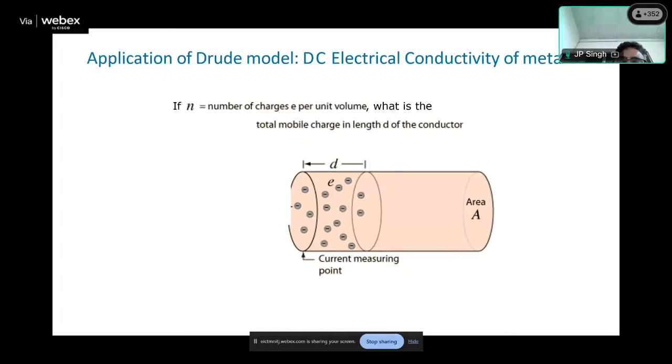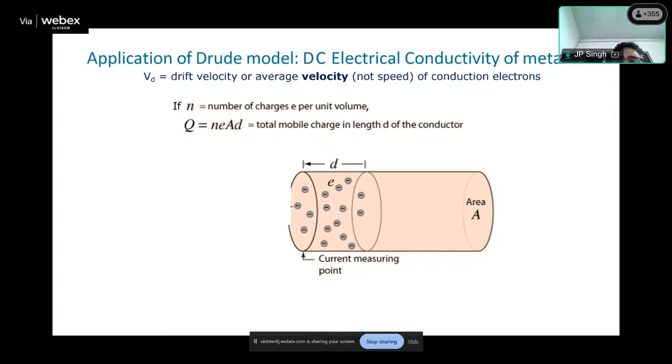Suppose this is my conductor, which has a cross-sectional area A. And suppose n is the number of electrons per unit volume. If I have a small section of this conductor of length d, we can figure out how much charge is there. We find the volume, because n is the number of charges per unit volume. So the total charge enclosed within this section of the conductor will be simply n e times the volume, which is A times d.